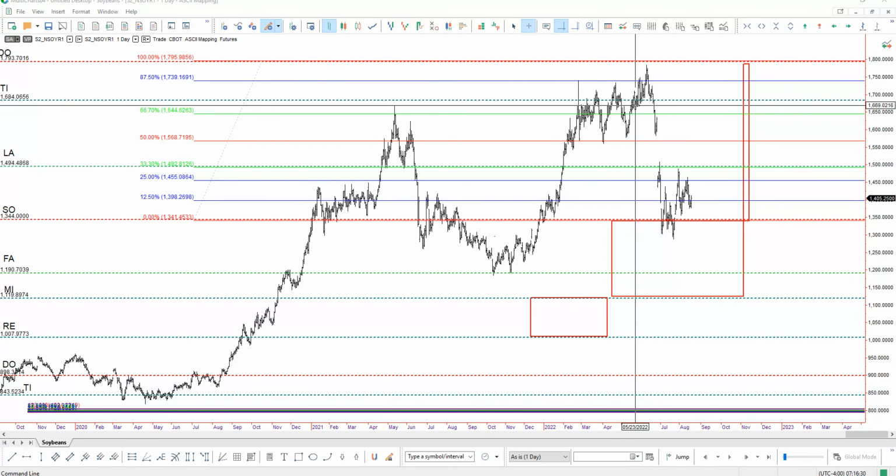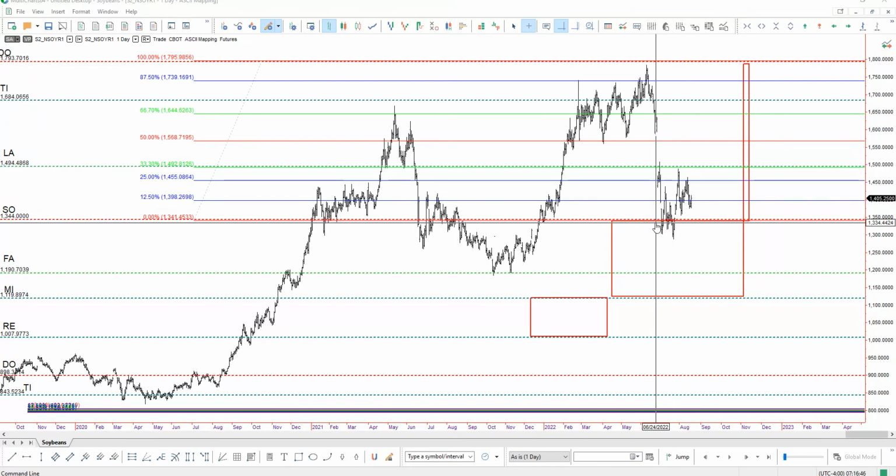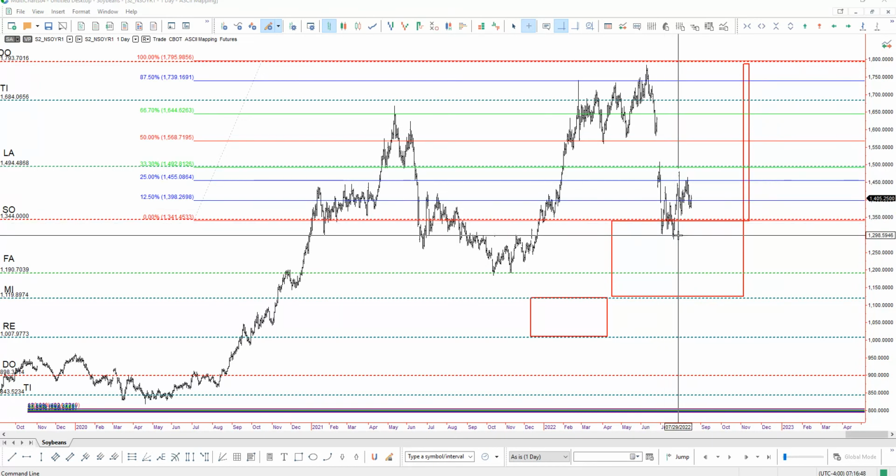And then when it did come and test the higher part of the octave, you can see what happened there. That Do became a negative force and kicked the market back all the way to the Do level and even below into the lower T level before.